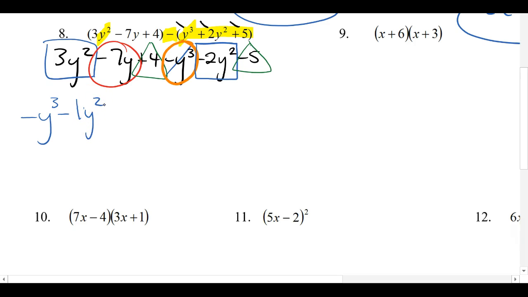But remember, we're simplifying. We're trying to make it as simple as possible. So if we don't need it, don't write it. And we don't need a 1 there. So just leave it as minus y squared. So now we're done with that. And then the next one will be minus 7y, and there's nothing else to combine with that. And then the next one would be 4 minus 5, which would be negative 1. And then we're done.